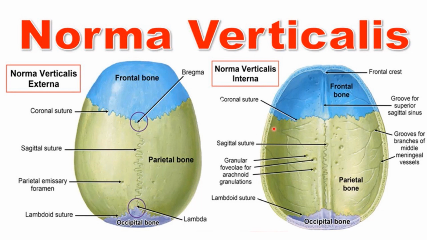For the interna, still we have the frontal bone, parietal bone, occipital bone. We said there's a groove here extending from the frontal crest of the frontal bone, coming down, extending downwards, and we said this groove is actually for the superior sagittal sinus. And we said there are some grooves here, impressions made by the middle meningeal vessels. And then we also have granular foveoli, also impressions made by the arachnoid granulations.